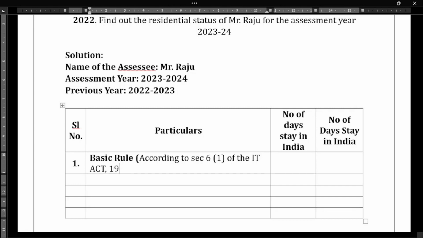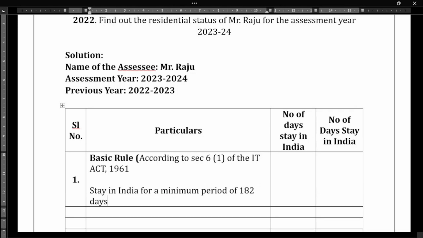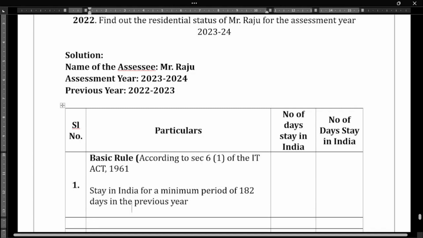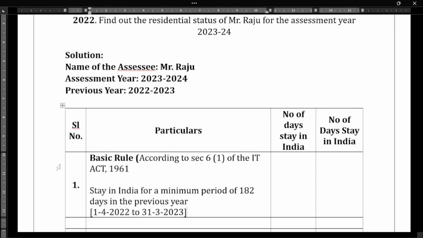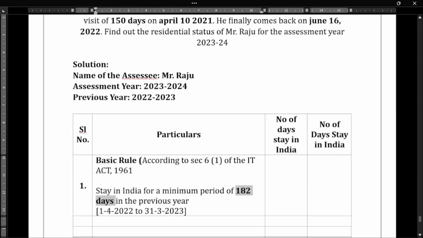What does it say? Stay in India for a minimum period of 182 days in the previous year. Our previous year starts from 1/4/2022 to 31st March 2023. In this previous year, he should have stayed in India for a minimum period of 182 days.